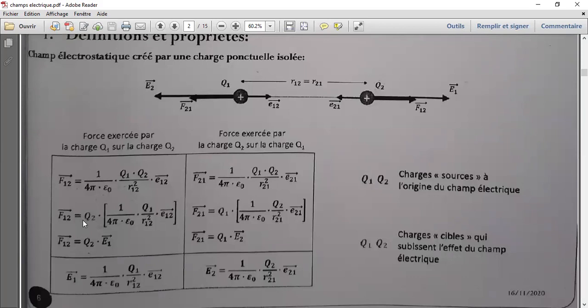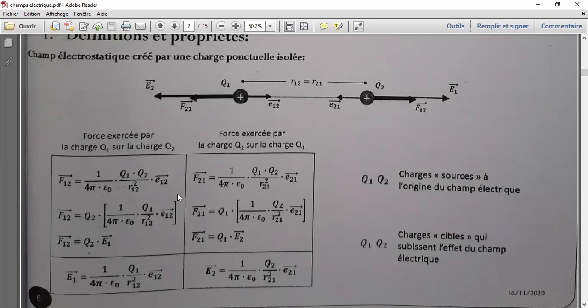So here I'm going to remove Q2 outside, because it's the one which feels the force, and Q1 is the one which exerts the force. So if I remove Q2, which feels the force, and write the same formula, just removing Q2 outside, you see that this whole formula, which has Q1, which is exerting the force, is just equal to the champ electric. So this is where champ electric is being coined from.